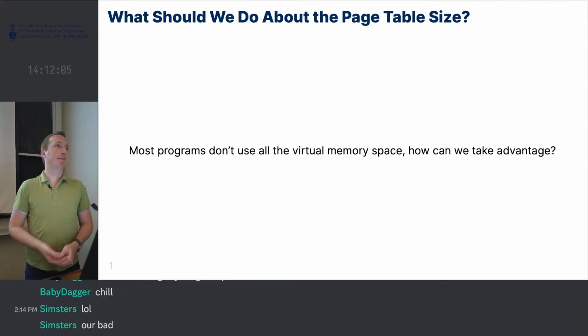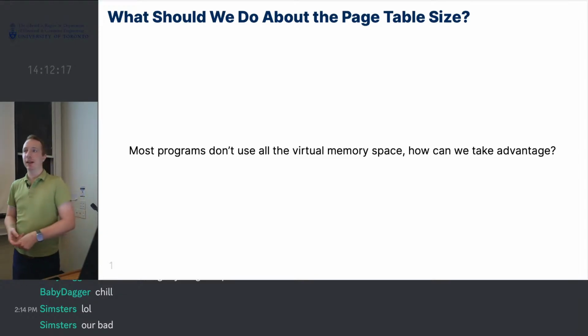Yep. Use a hash? Oh, use the cache? So a cache just makes lookups faster. It wouldn't reduce the number of entries we have. So it still would be a gigabyte.